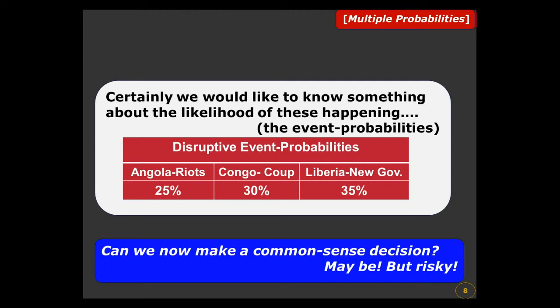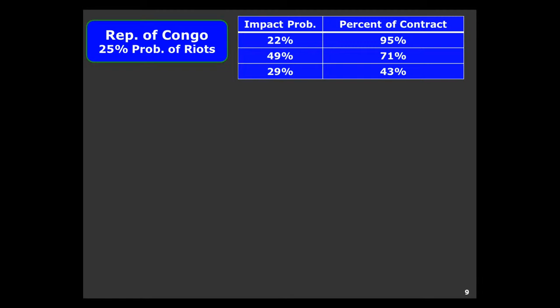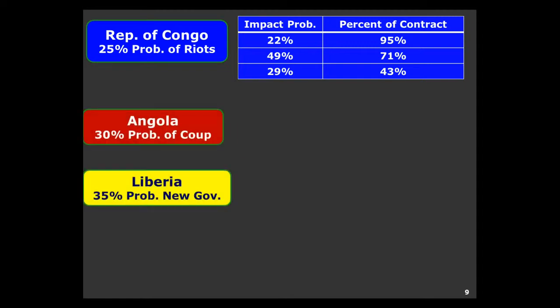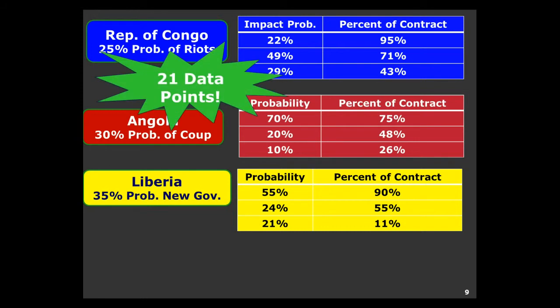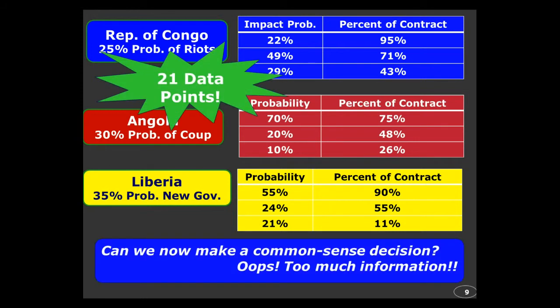So let's put some numbers on that too. Congo, which has a 25% probability of riots, might have an impact, say a 22% probability that we might still get 95% of the contract, 49% probability that we might only get 71% of the contract, and 29% probability that we might only get 43% of the contract. Angola and Liberia, we have similar data. Ladies and gentlemen, 21 data points now. Can we now make a common sense decision? Oops, too much information. So you see where we are struggling.